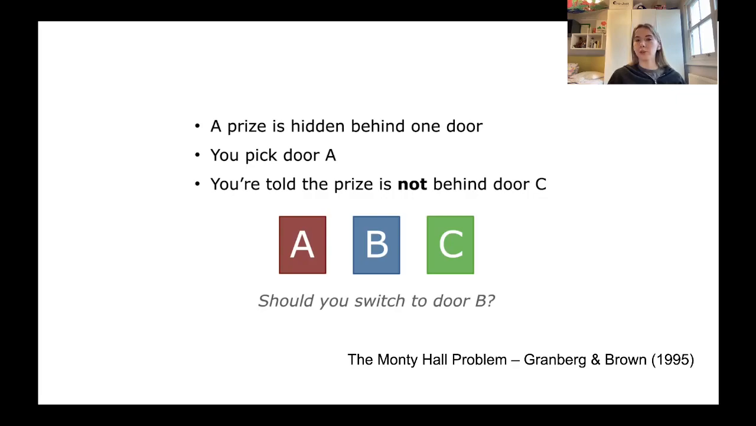You're then asked whether you want to switch to the last remaining door, in this case door B, or stick to your original answer, i.e. door A. Should you switch to door B or should you keep your original choice? If you're not familiar with the problem, you can pause it here and take a minute to think about what your answer would be.